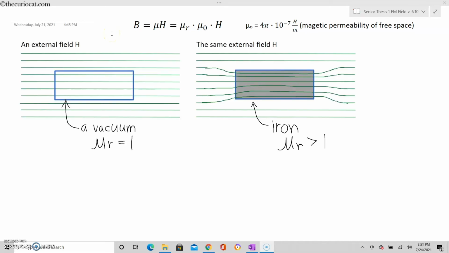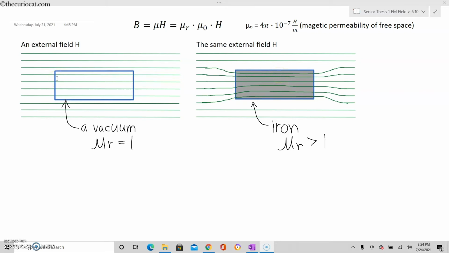Now imagine that we have an external H field, which is denoted by these green lines. Here I drew a blue box around some vacuum of space. On the right side, I drew another blue box, but instead of a vacuum, this blue box contains iron. Now you see, in the vacuum, the magnetic field lines are unbiased, or not altered, when they go through the vacuum. But on the right side, for the iron, the magnetic field lines are biased in that the iron alters the direction of the magnetic field lines so that they go through, or are concentrated inside, the piece of iron.